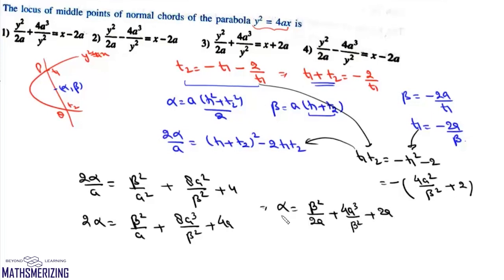Now we'll replace alpha with x and beta with y. So we can write this equation as x equals y square upon 2a plus 4a cube upon y square plus 2a. And that's your option number 1.